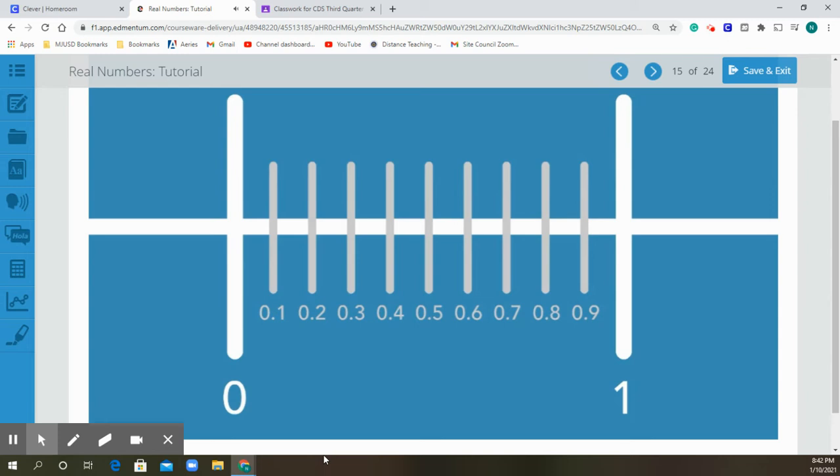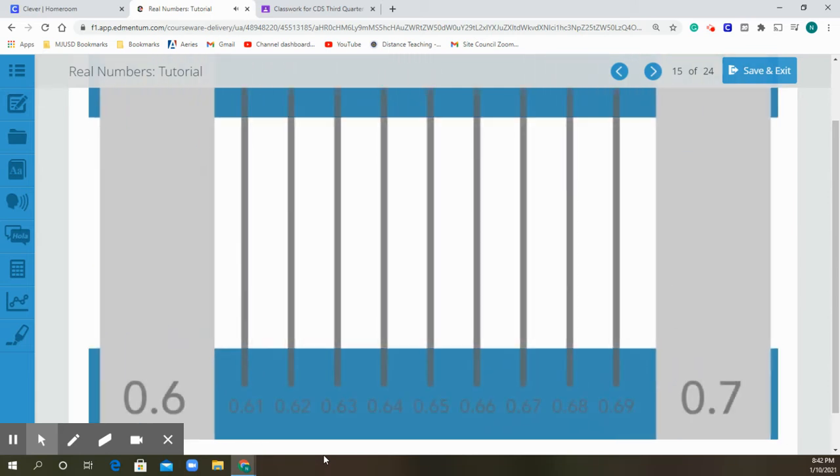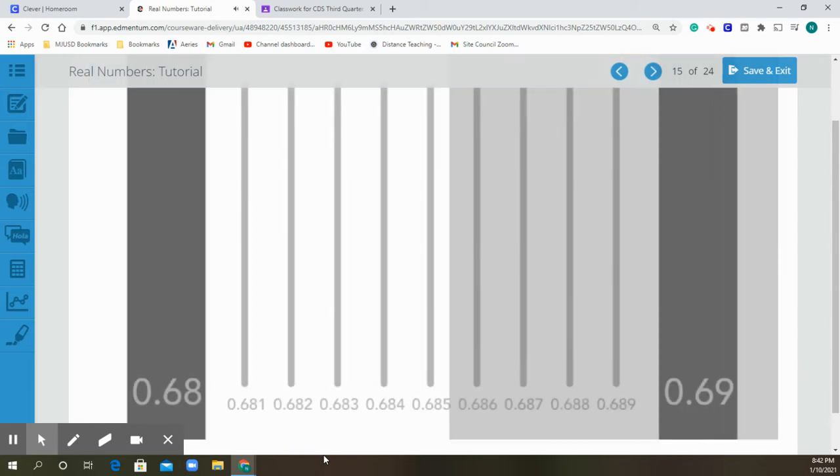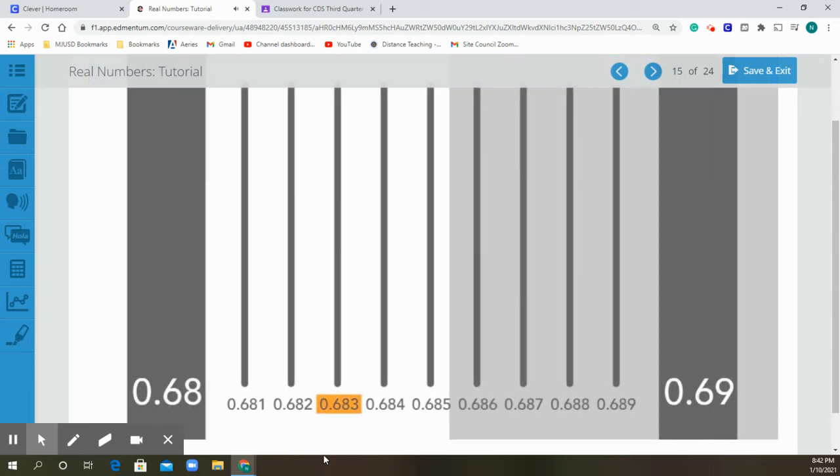Whoa! Now, let's zoom in on the section between 0.6 and 0.7. On this number line, we can see all the hundredths between 0.6 and 0.7, like 0.65, 0.66. Bro, it just keeps getting smaller and smaller. It's like we're zooming in on atoms and stuff. We can zoom in even further. This number I've got highlighted is 0.683.